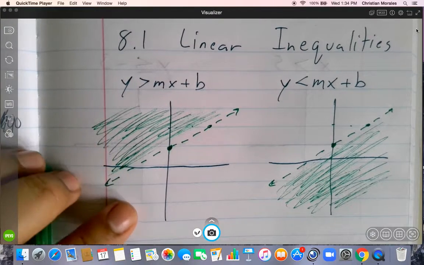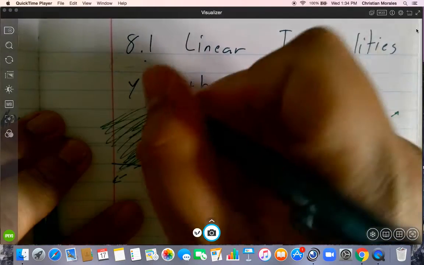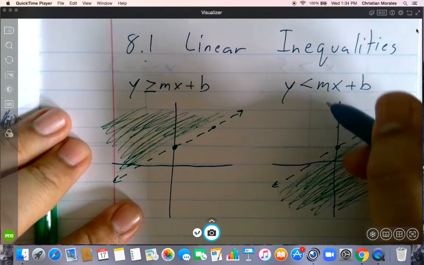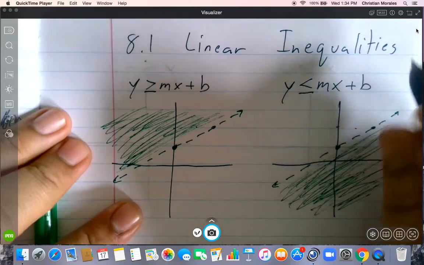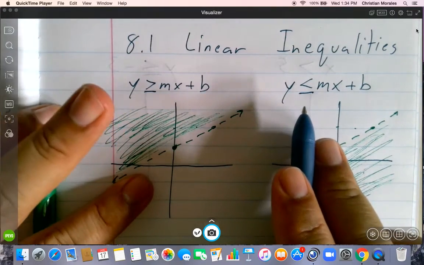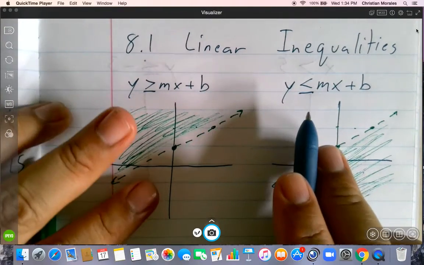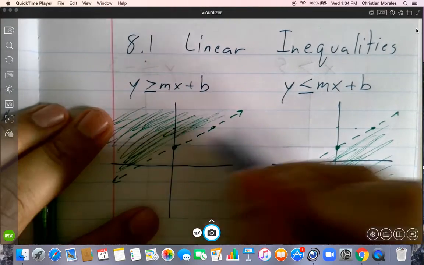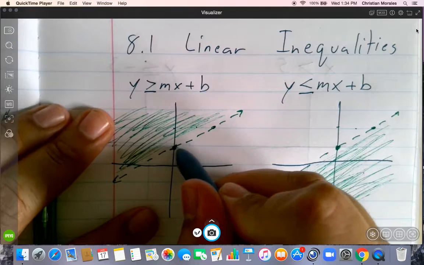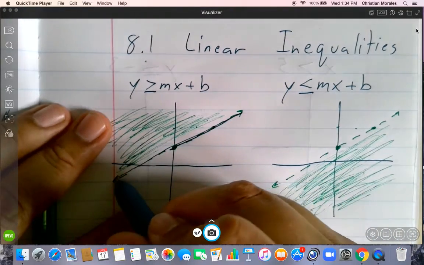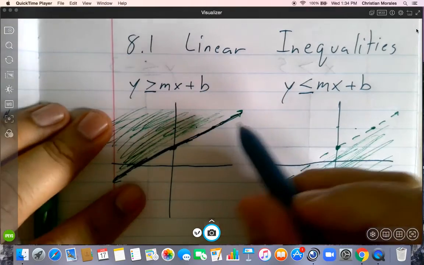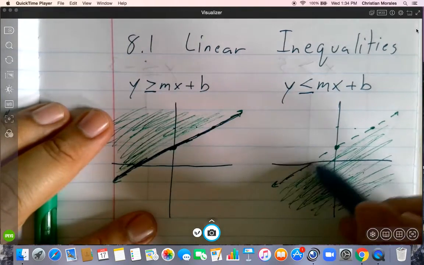Now, there is a second kind. What if it says greater than or equal to? What if it says less than or equal to? So when there's a line involved, now your answer can include the line. So if you see this symbol, you can draw a regular solid line. You just draw your regular line. That means that your answers on the line are also included.